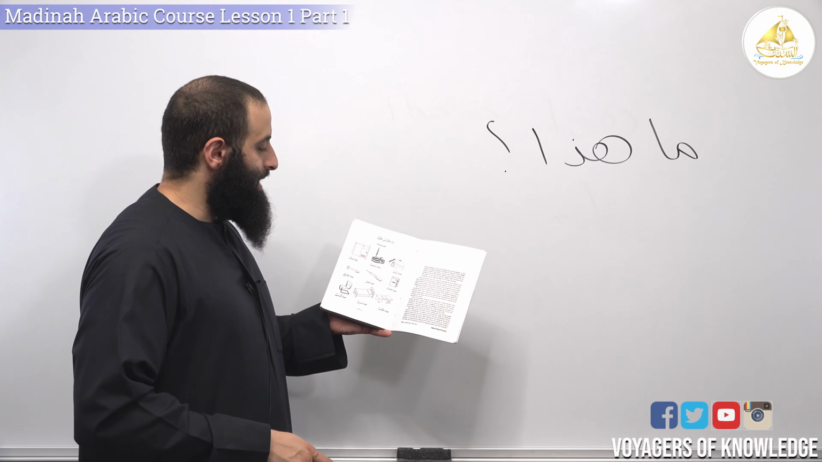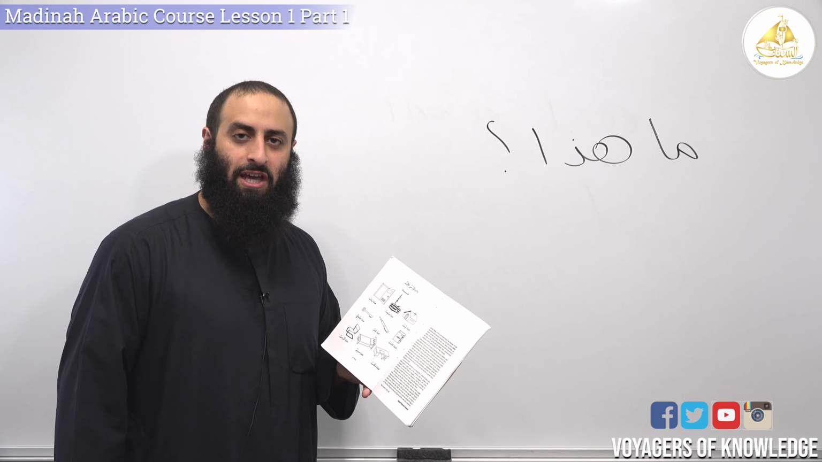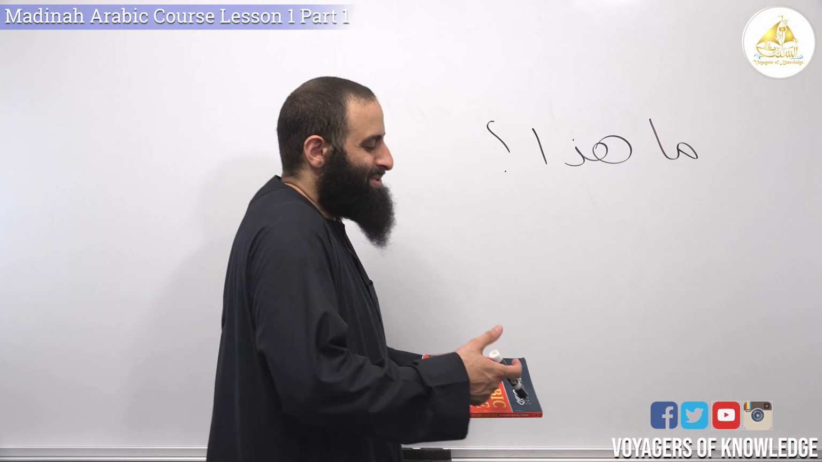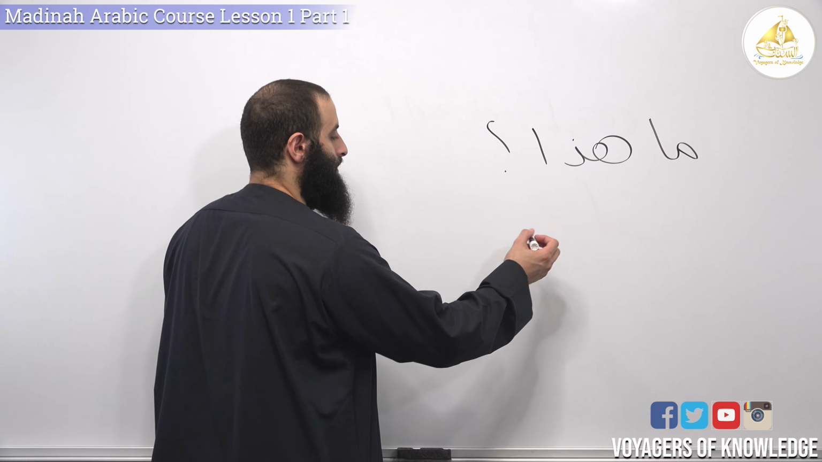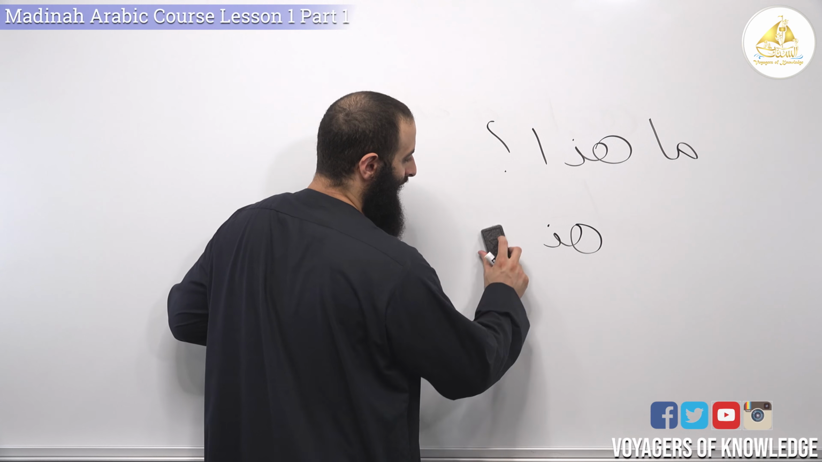So, it says here at the very first one, هذا بيت. Now, you see the tanween at the end? We got to explain what that means. What does it mean when you end something? That's an ugly hat.